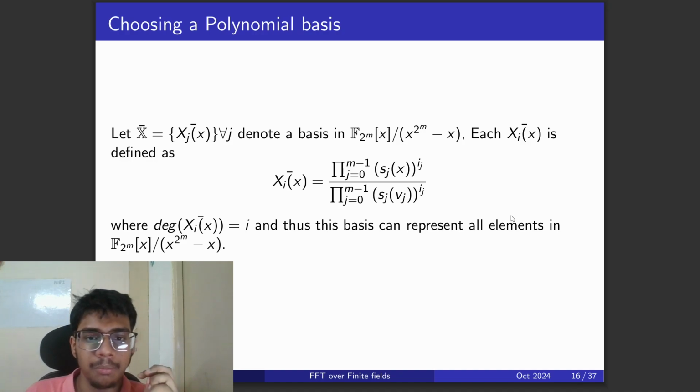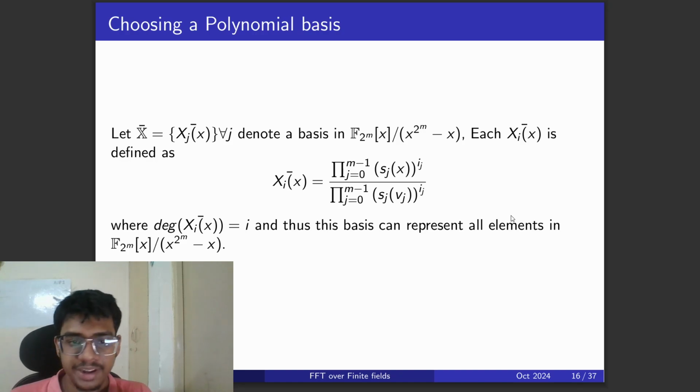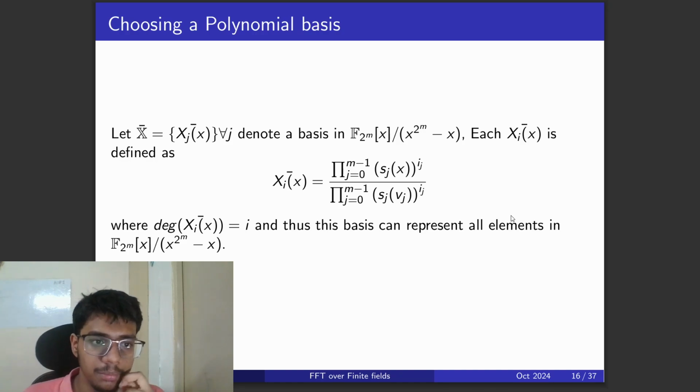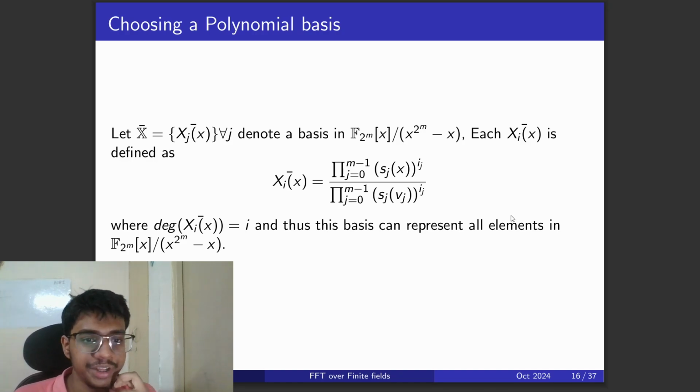Moving on, we are just deriving a polynomial basis. So we got a subspace polynomial. Now we are going to define some basis, which we will work on, and then we will try to get a Fourier basis. So first, let us define a basis which our polynomials will be working on.